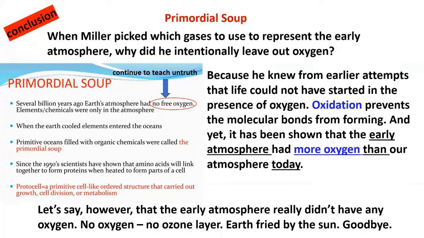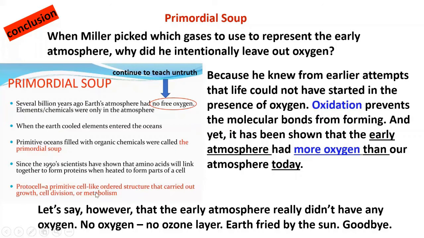And why did he leave out oxygen? Because he knew from his earlier attempts, he made quite a lot of attempts, that life could not have started in the presence of oxygen. Oxidation prevents the molecular bonds from forming. And yet it has been shown that the early atmosphere had more oxygen than our atmosphere today.